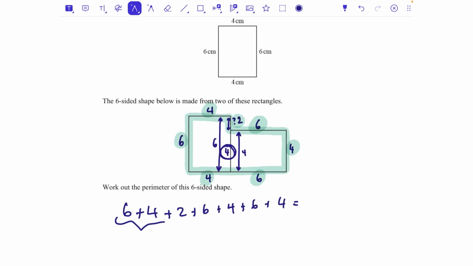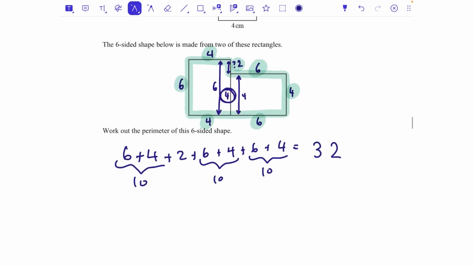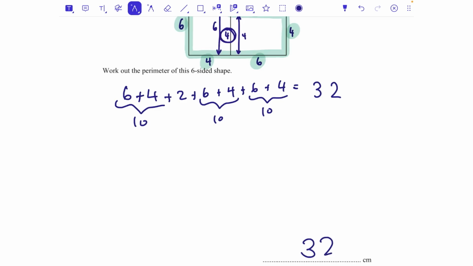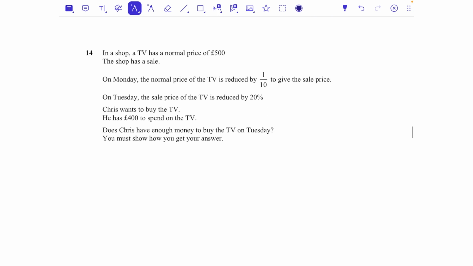Six and 4 makes 10, so I'm just going to quickly go like this, and that is 32. 10, 10, and 10. So yeah, 32, quickest way to add them up. And that's your answer. Question number 14.